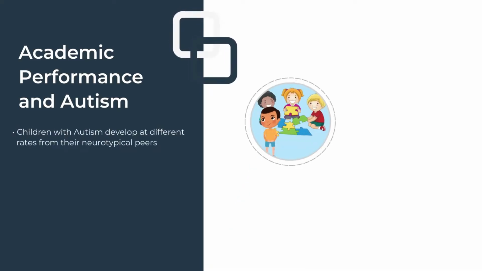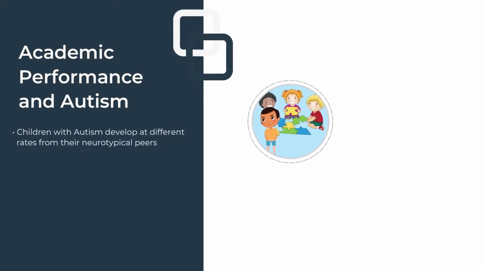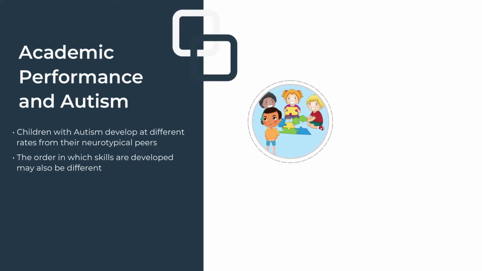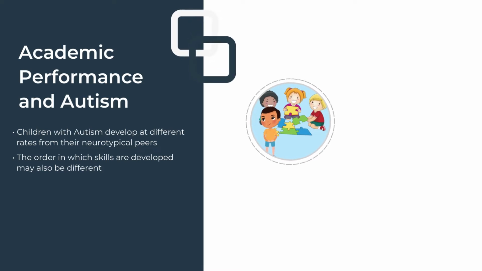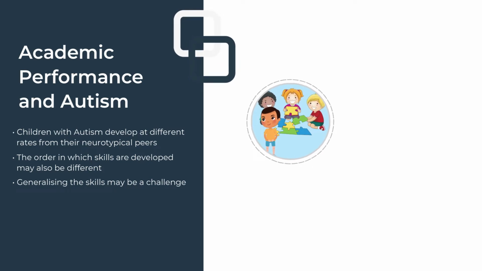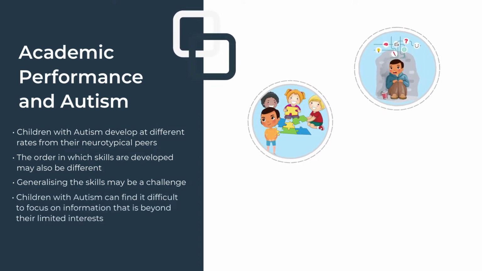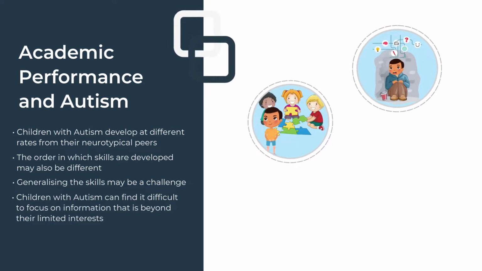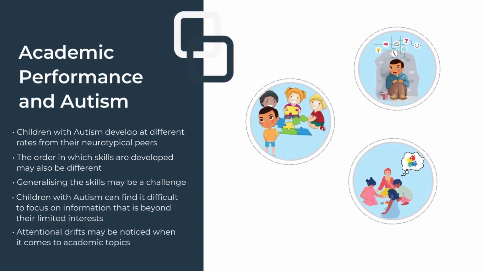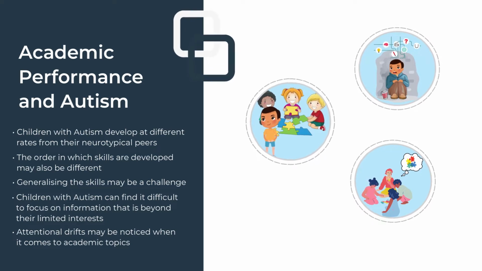As we know, the development of a child with autism will be different from the development of their neurotypical peers, and there will also be differences in the order in which the skills are developed. The child may learn to read, but they have difficulty learning the sounds associated with the alphabet. As autism is a spectrum disorder, they are not able to generalize all the skills they have developed. They also have difficulty focusing on information which is beyond their limited interest. Attention drift is also noticed when it comes to their academic performance.